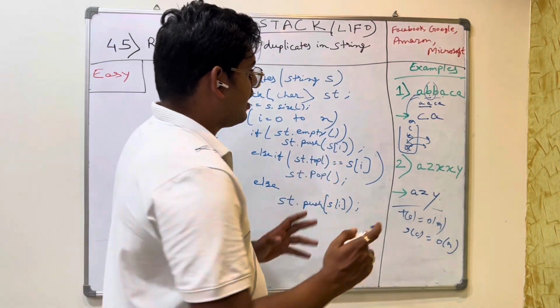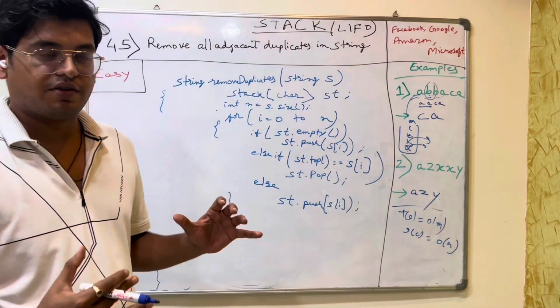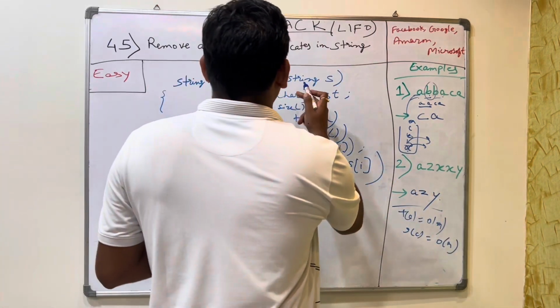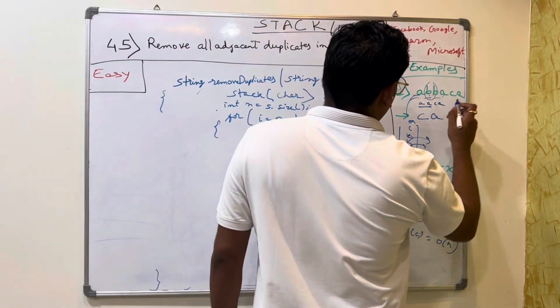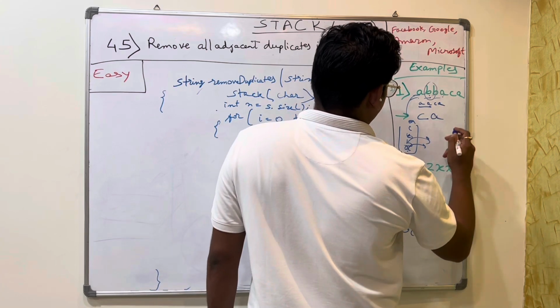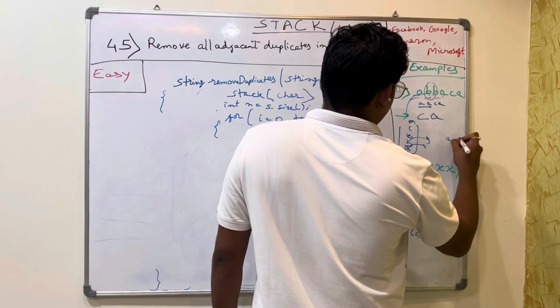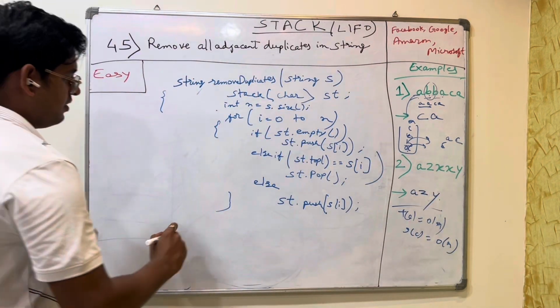If I pop it out, then C and then A. So I need to store it in a string since we are returning a string. Okay, so A, B, B, A, C, A. Whenever I am pushing it, when I pop it out, it comes as AC actually. A and C, right? So I have to reverse this string. So what do I do?